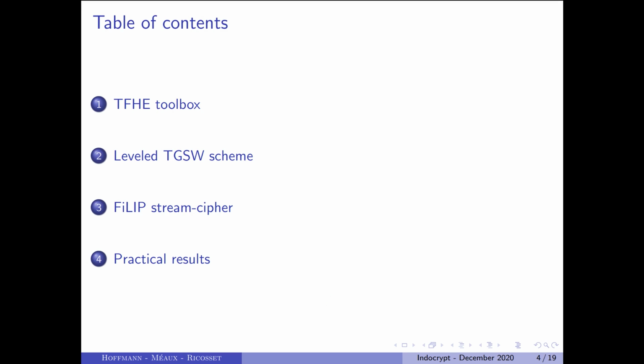In the transciphering protocol, there are 2 schemes. So first, we will introduce the TFHE scheme and the leveled homomorphic scheme we implemented. Then in the second time, we'll talk about the stream cipher symmetric scheme FiLIP and how to efficiently homomorphically evaluate it. Finally, I will present our results and compare them with other transcipherings, like for example, second generation homomorphic ones.